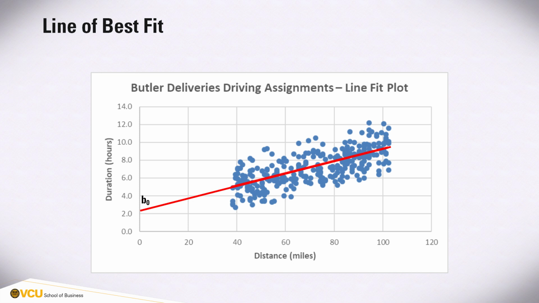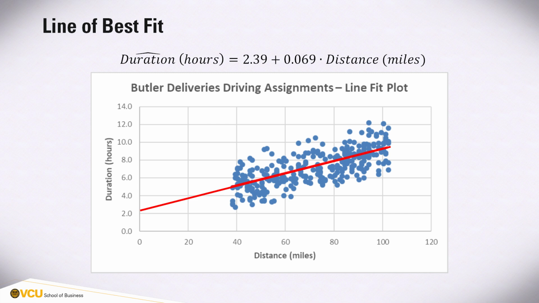We can now write our first linear model for the Butler deliveries dataset. The predicted duration of a driving assignment in hours is equal to 2.39 hours plus 0.069 hours per mile times the distance of a driving assignment in miles.